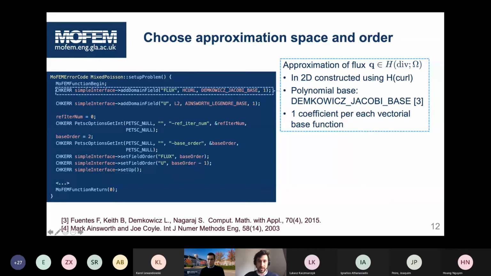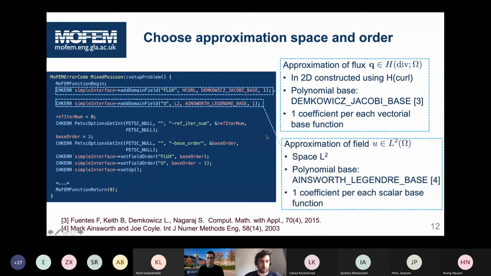So we use the polynomial base from the Demkowicz-Jacobi polynomials, and I just want to remind that both HDiv and H curl spaces are vectorial, and therefore the base is vectorial. And to approximate the vectorial field Q, the flux, we would need only one coefficient per each base function. For the field U, it's simpler. We just need to choose the space L2.